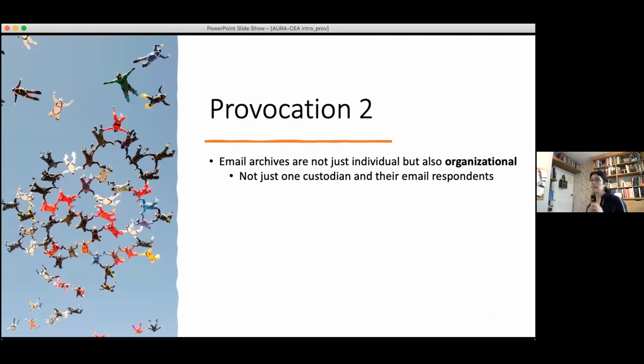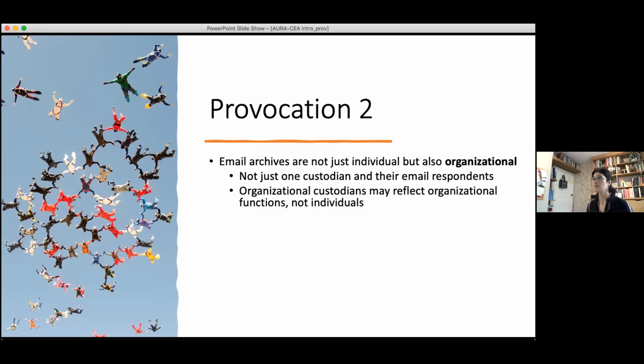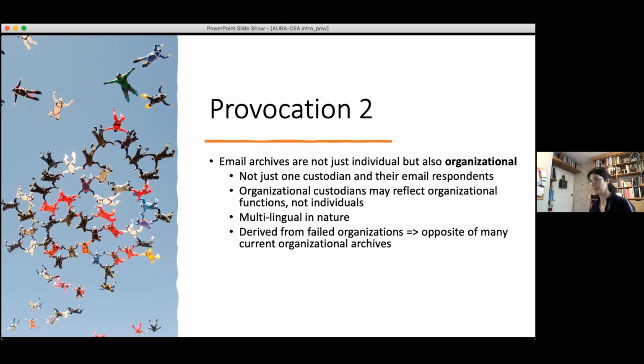And that means these resources are not just one custodian and their email archives, which is, let's face it, complicated enough in most cases. It's often that you have organizational custodians where an email address may reflect a function in an organization and not just individuals, or multiple individuals might be writing from the same email. Think about help desk, for example. You wouldn't necessarily have individual and custodian be the same thing in that case.